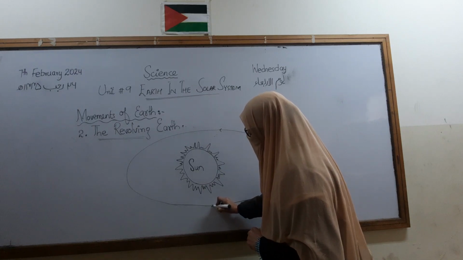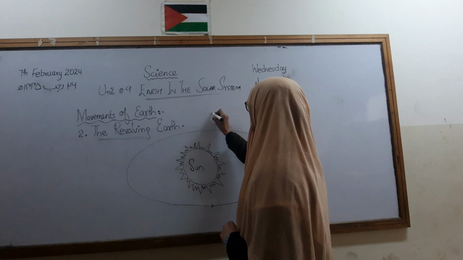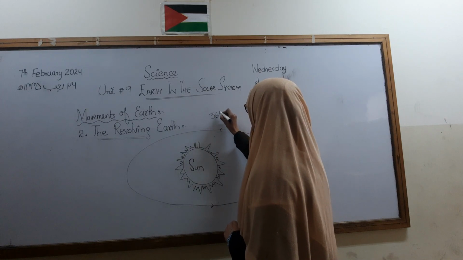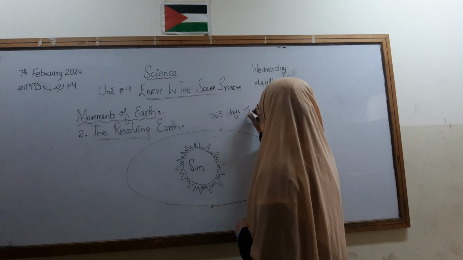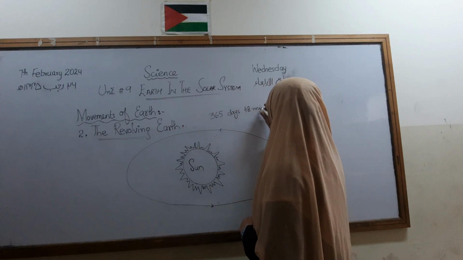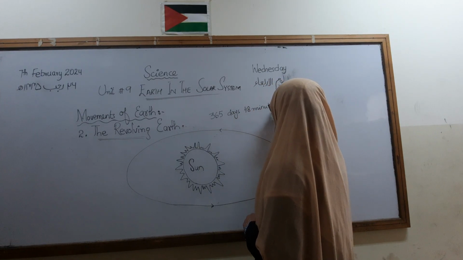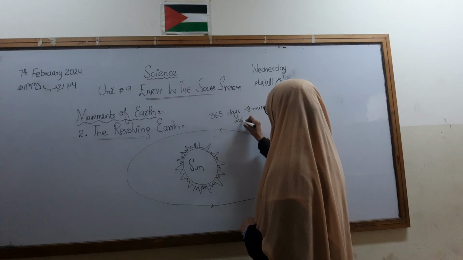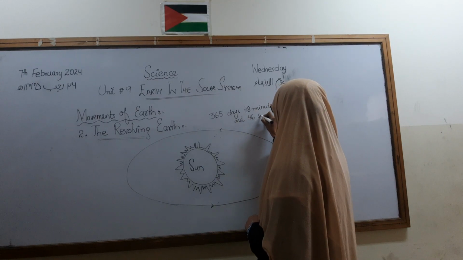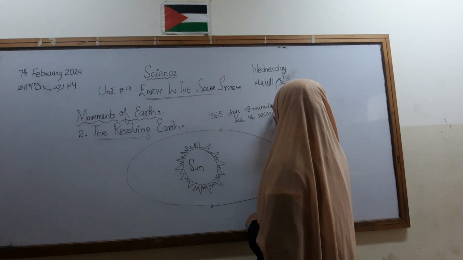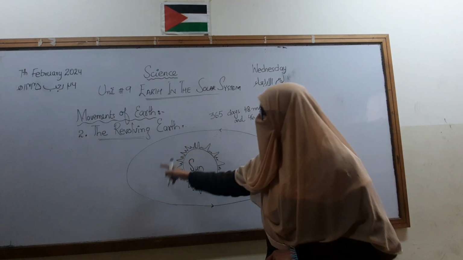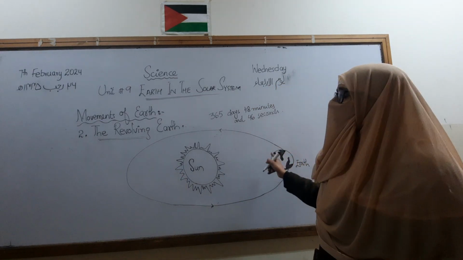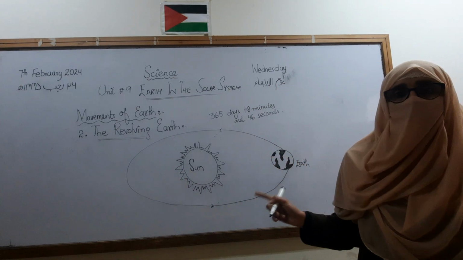And it takes almost 365 days, 48 minutes, and 46 seconds to complete its one revolution around the sun.